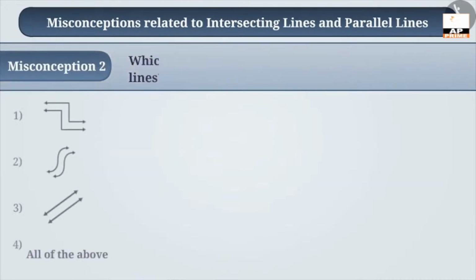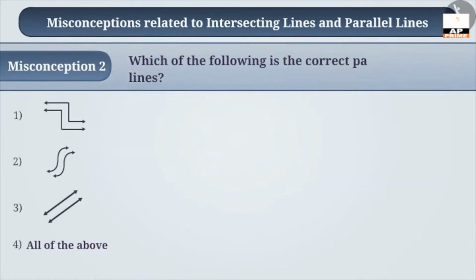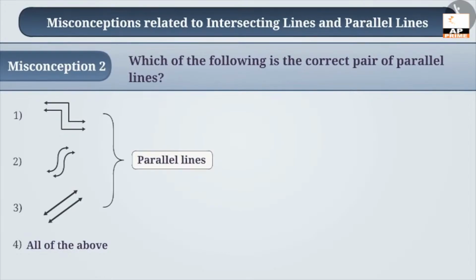Misconception 2. Which of the following is the correct pair of parallel lines? Many students understand that lines are represented in the first 3 options. They think that the pair given in each option do not intersect each other. Therefore, in all 3 options, a pair of parallel lines is represented. Therefore, they choose option 4, which is a wrong answer.